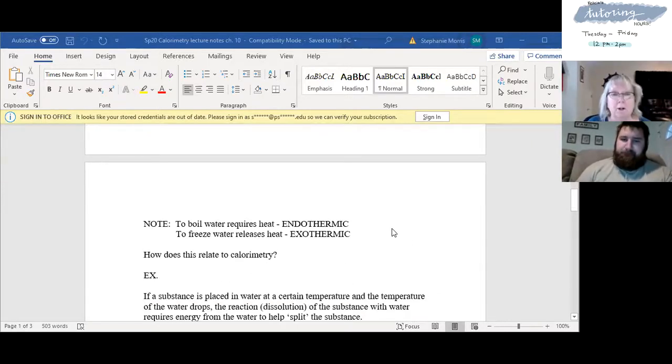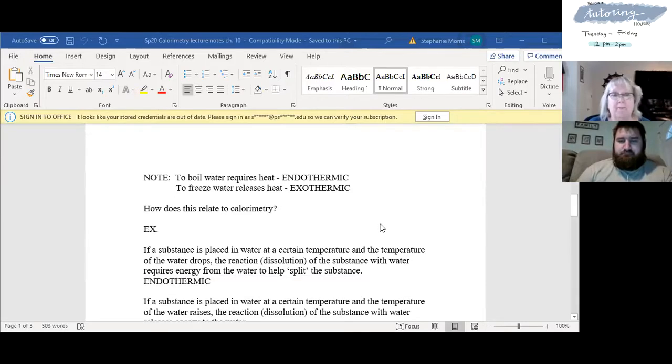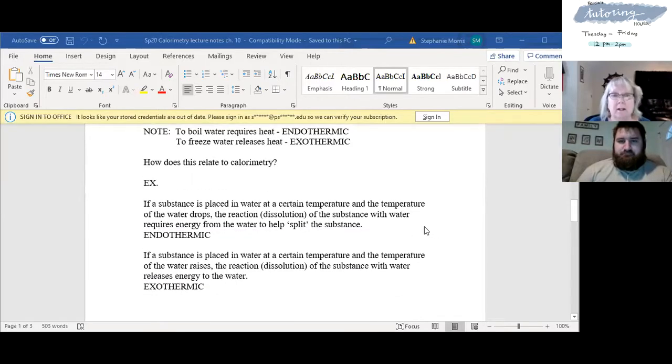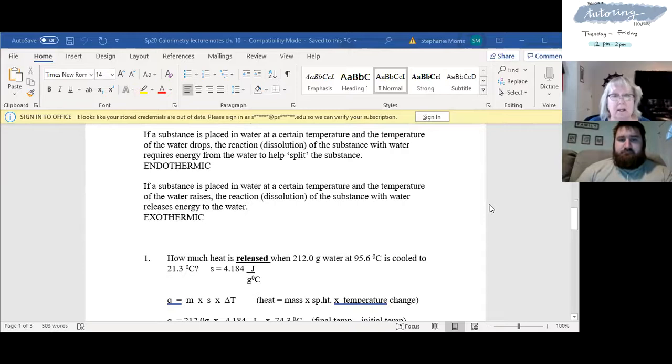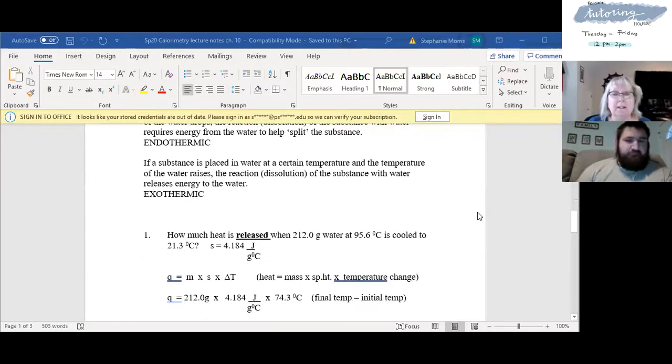To boil water requires heat. To freeze water releases heat. So the back of your refrigerator, you could probably feel that it's warm. Heat is being produced because it's trying to freeze the water to make ice. Now, again, this is the endothermic and exothermic kind of example. This is another example.